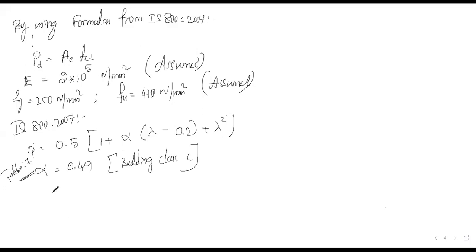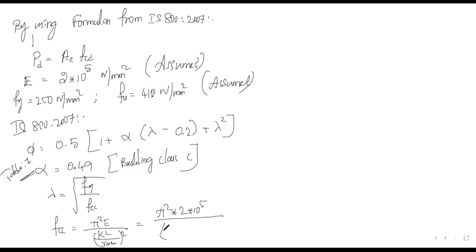Then next we need the lambda value. Lambda is equal to root under Fy by FCC. FCC is equal to pi squared E by KL by R minimum, the whole square. So pi squared into E value, 2 into 10 to the power 5, divided by KL by R. KL value is 3000, by R minimum 54.13, the whole square. Then the value becomes 642.63 Newton per mm square.